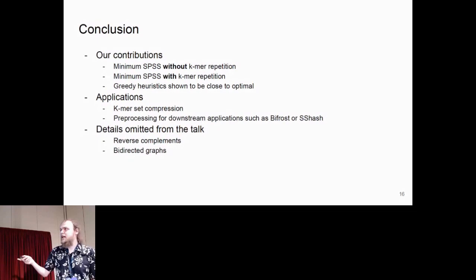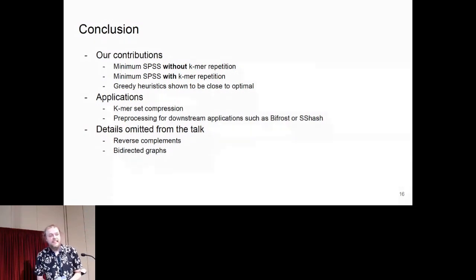So this has some applications. For example, the first thing is k-mer set compression. So the SPSS represents the k-mer set. The smaller the SPSS, the smaller representation you have. And then when you've compressed the k-mers, you can feed these to downstream applications such as Bifrost or SSH, which was just presented, which will benefit from having a smaller SPSS.